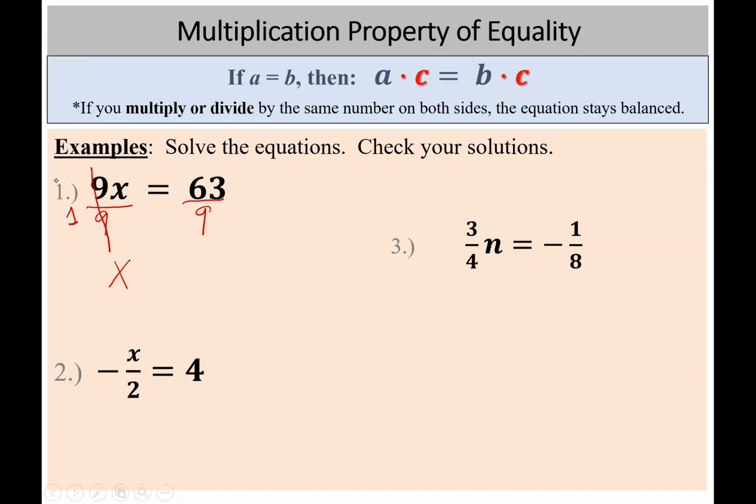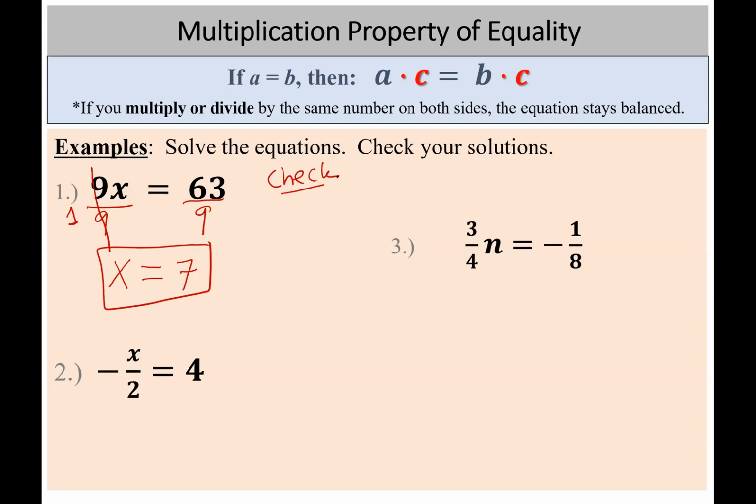So really, 9x divided by 9 is the same thing as 1x. But I'm just going to write x. You don't really need to write the 1 there. But just keep in mind when you're crossing things out like this, for multiplication and division, when things cancel out, they're canceling out to equal 1. Okay, so 9x equals 63. We're dividing both sides by 9. 9x divided by 9 is just x equals, and then 63 divided by 9 is 7. So x equals 7.